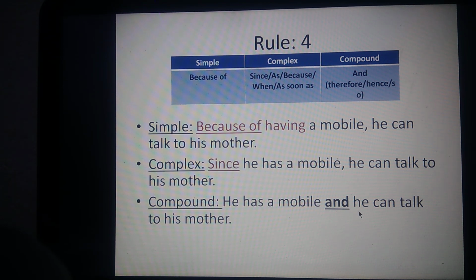We can, as I have already said, drop out the subject from the second clause of the compound sentence if both the clauses have the same subject. So you can drop the subject: he has a mobile and he can talk to his mother, or "and so he can." If you use this conjunction "so" with it, then you need to have the subject. So it will read like this: he has a mobile and so he can talk to his mother. I hope you have understood.